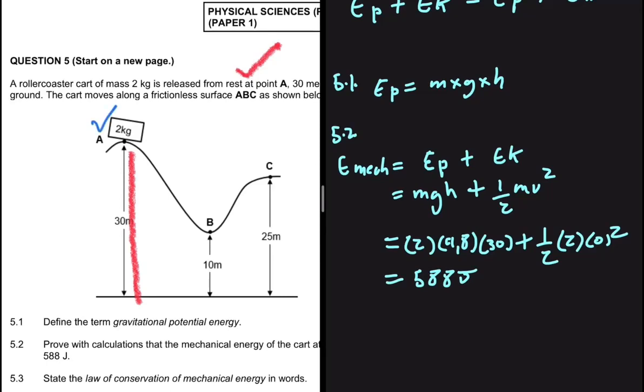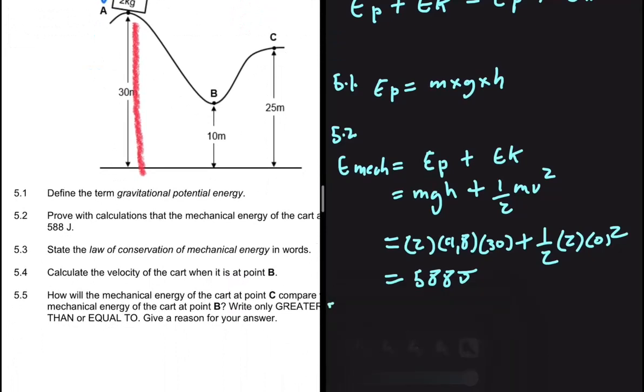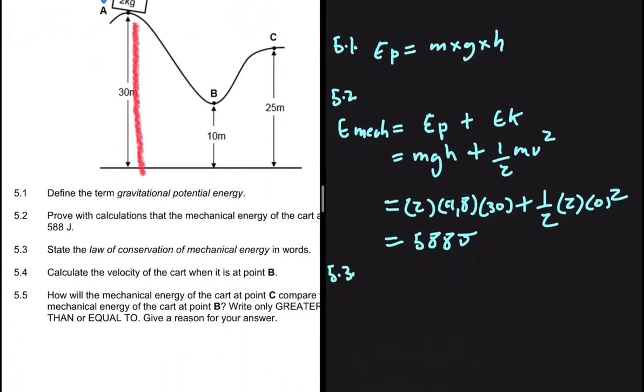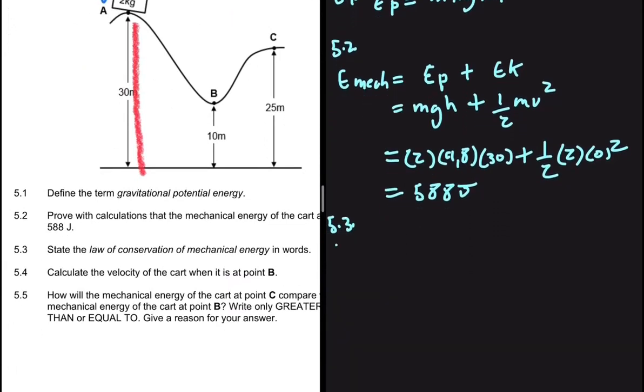But if there's no friction from A to C, then we expect the mechanical energy to be 588 joules at any point, because the total mechanical energy of an isolated system remains constant, is conserved. That's what we mean by that. And then 5.3, state the law of conservation of mechanical energy in words. We've already done that. So let's just go ahead and do 5.4.